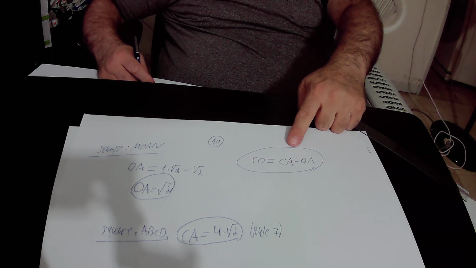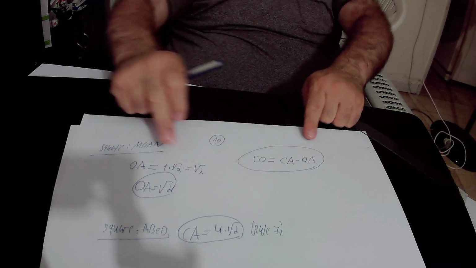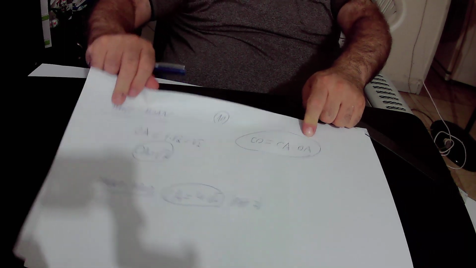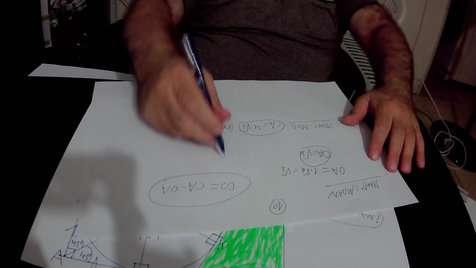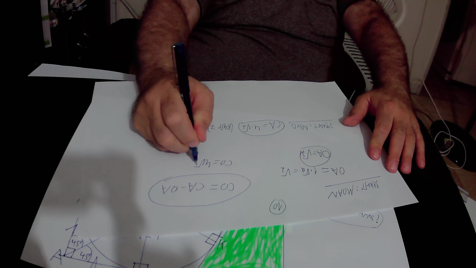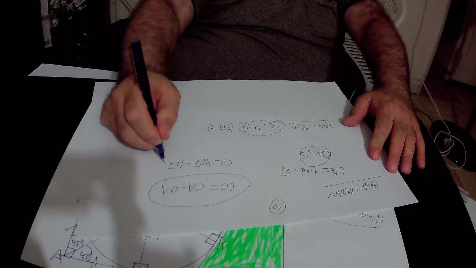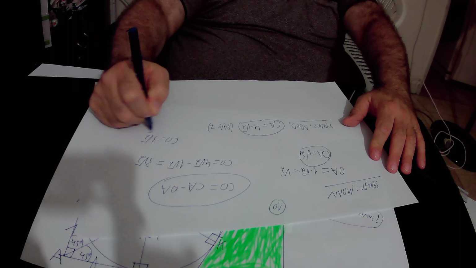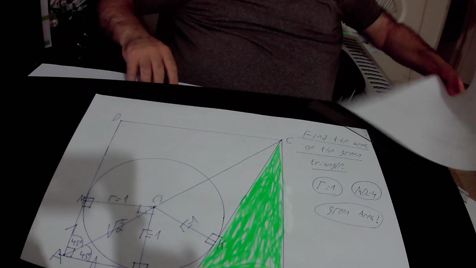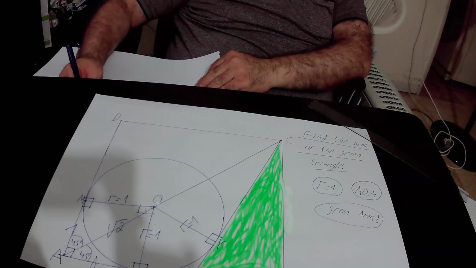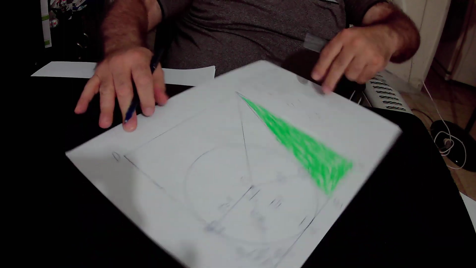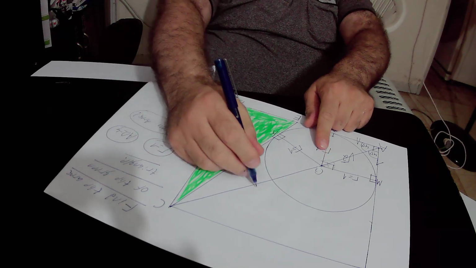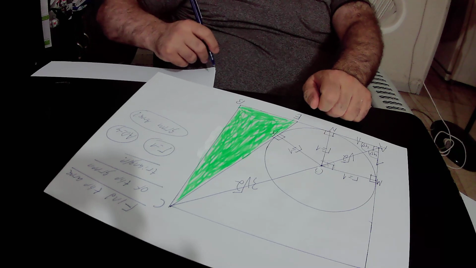But we have already found out that CA equals 4 times square root of 2 units, and OA equals square root of 2 units. So in conclusion, CO equals 4 times square root of 2 units minus 1 times square root of 2 units, that is to say, it equals 3 times square root of 2 units. So CO equals 3 times square root of 2 units. So we can write here that CO, this line segment, equals 3 times square root of 2 units. Okay?